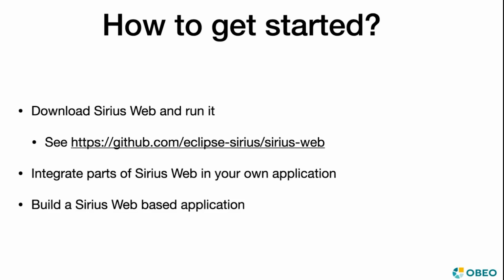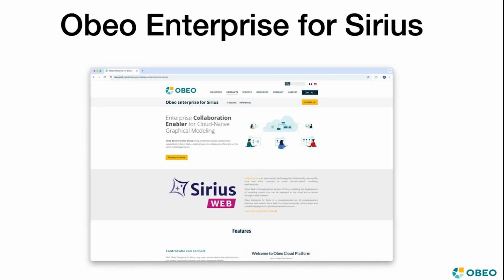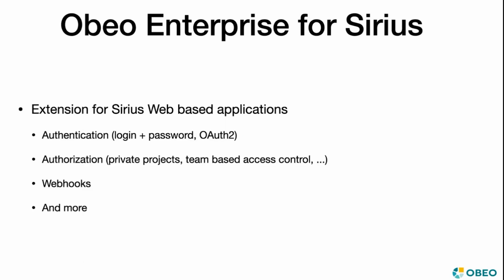But you can also integrate parts of Sirius Web in your own application, just like I did to show the demo today. You could integrate just the support for table or diagrams inside an existing application. You can also build an application on top of Sirius Web in which you would configure everything. We are also providing Obeo Enterprise for Sirius, a proprietary extension to Sirius Web application, which gives access to additional features such as authentication, authorization, webhooks, and more.